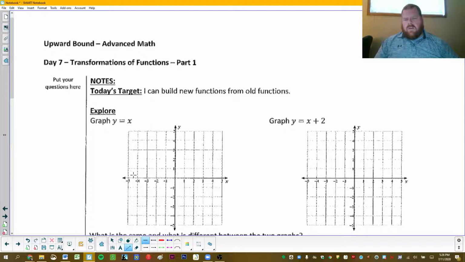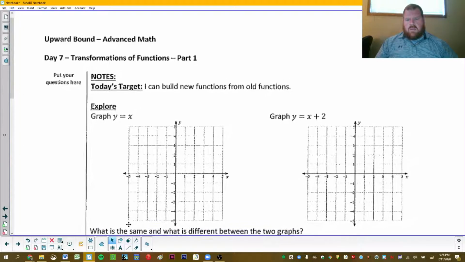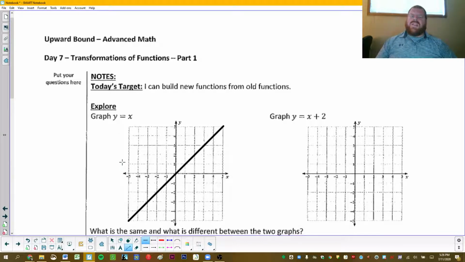So if I look here at getting started, I want to graph y equals x. This is a skill from any Algebra 1 type of class, or even below that. We started looking at simple linear equations, and this one is about as simple as it gets because there's nothing happening to the x. So we just know that we get a diagonal line. It goes through 0, 0.